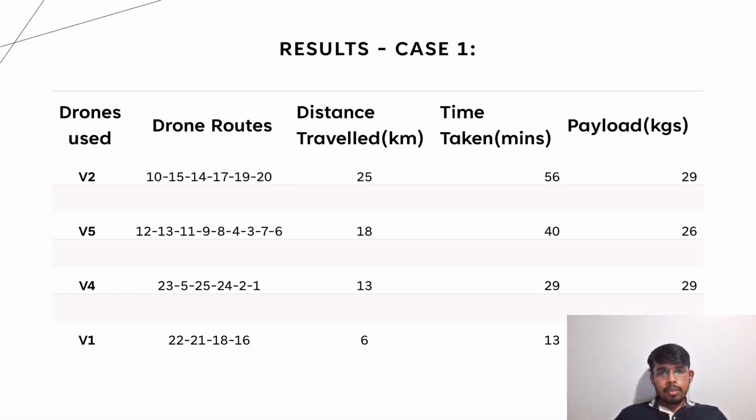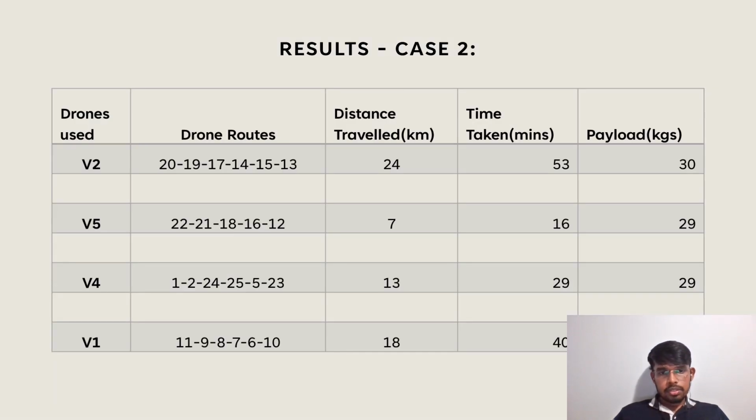After putting in all the constraints and running the model through Excel, these are the results I've got. In case 1, the maximum payload the drone can carry was 30 kg, and it has almost obtained greater than 25 kg. Four drones were used, and 1 was idle. The time taken for drone 2 was 56 minutes, and all the respective drones are given.